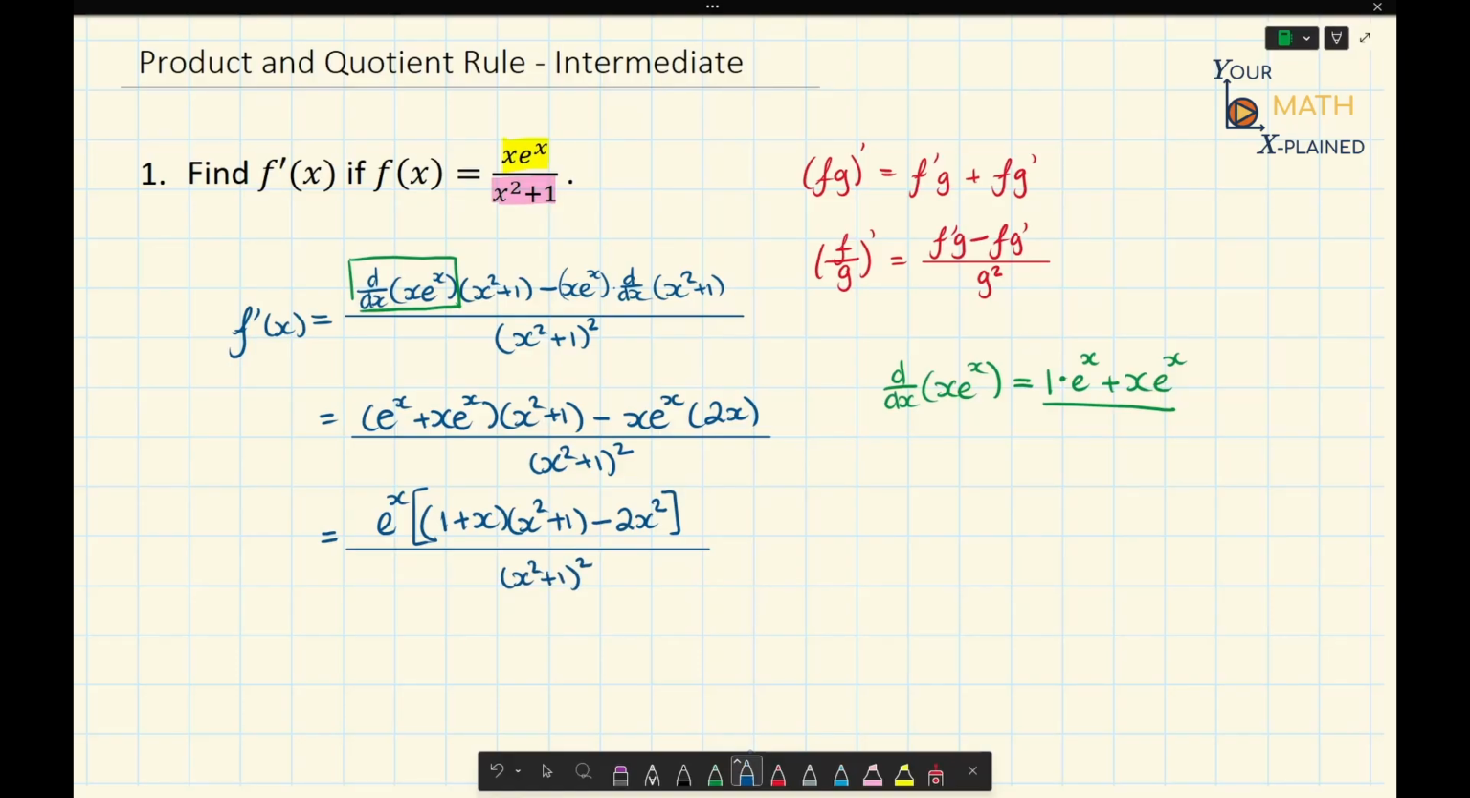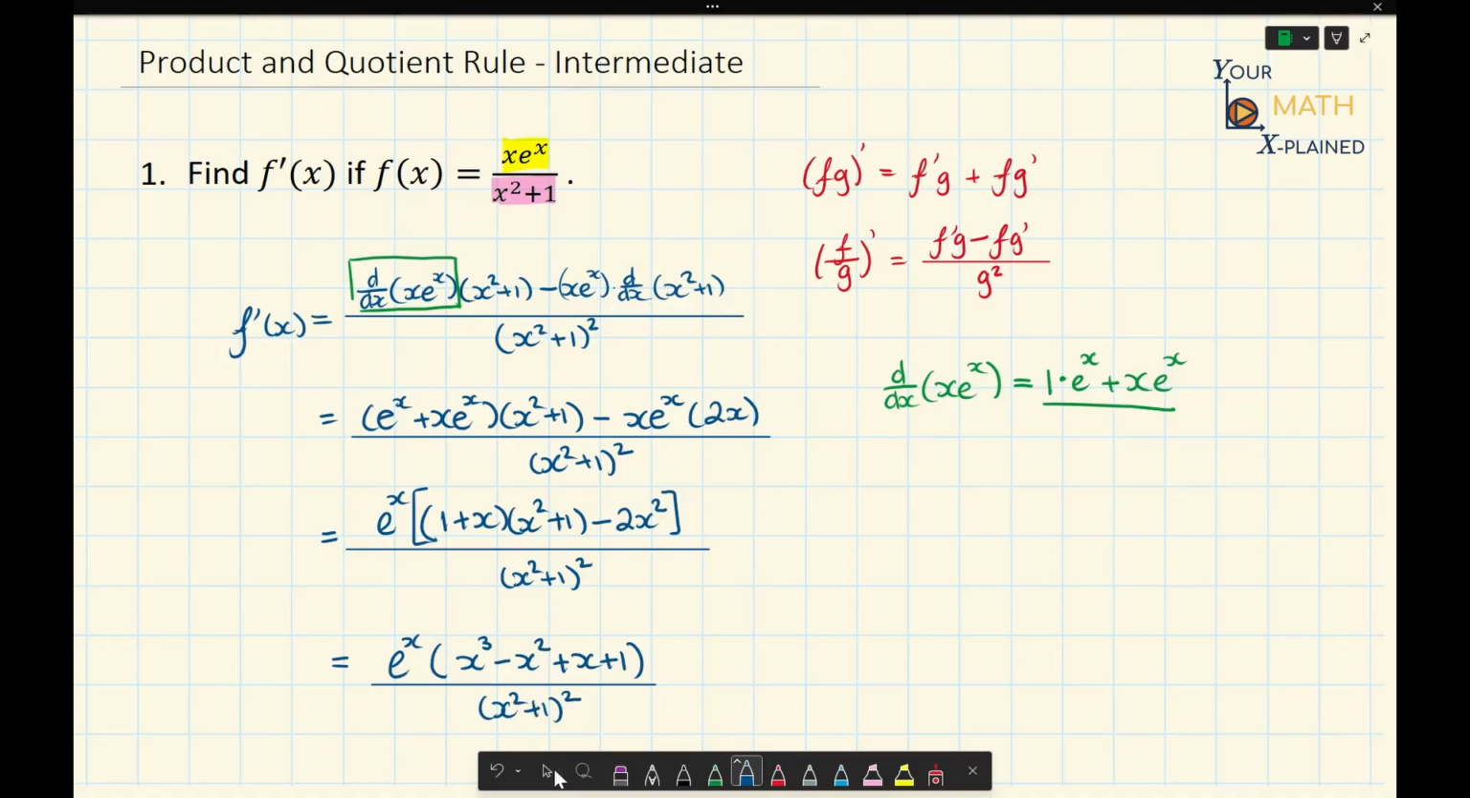And then the last part, we can go ahead and expand out 1 plus x times x squared plus 1. So we end up with e to the x times x cubed plus x squared, but then we need to minus the 2x squared. So we end up with minus x squared. And then we have plus x plus 1. And again, we have this over our denominator, which is x squared plus 1 all squared.